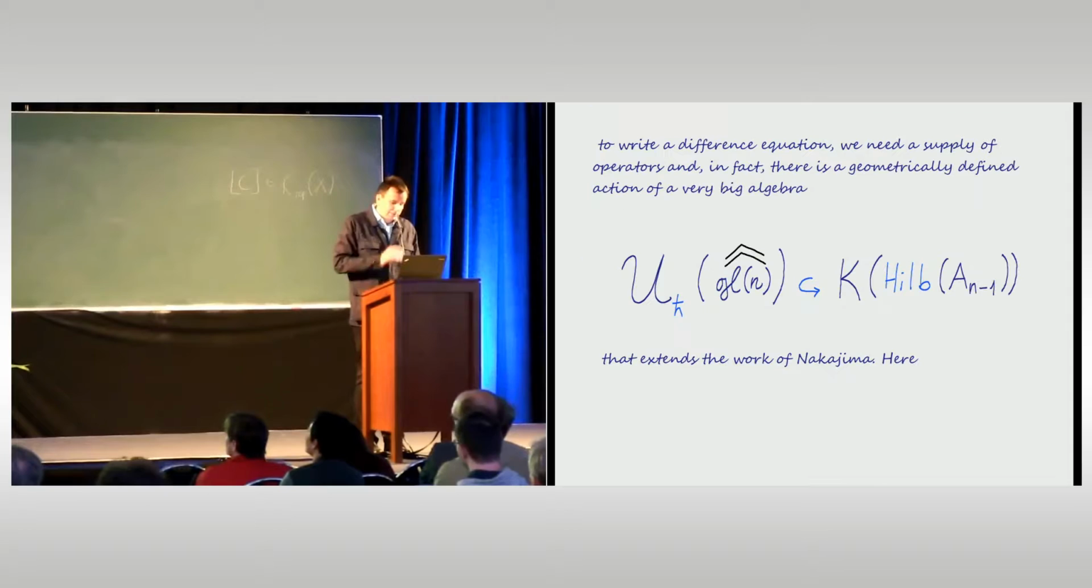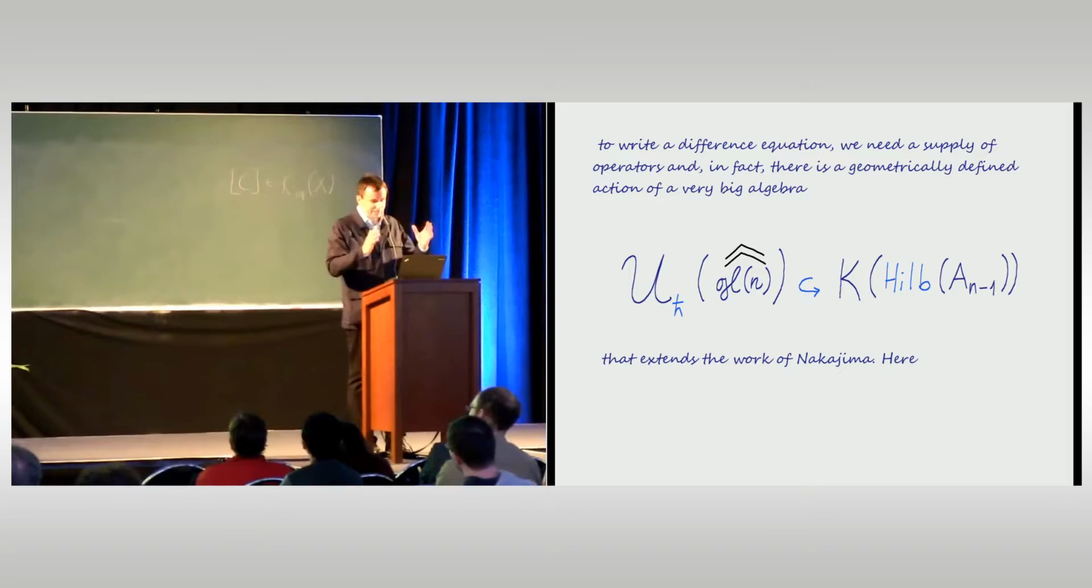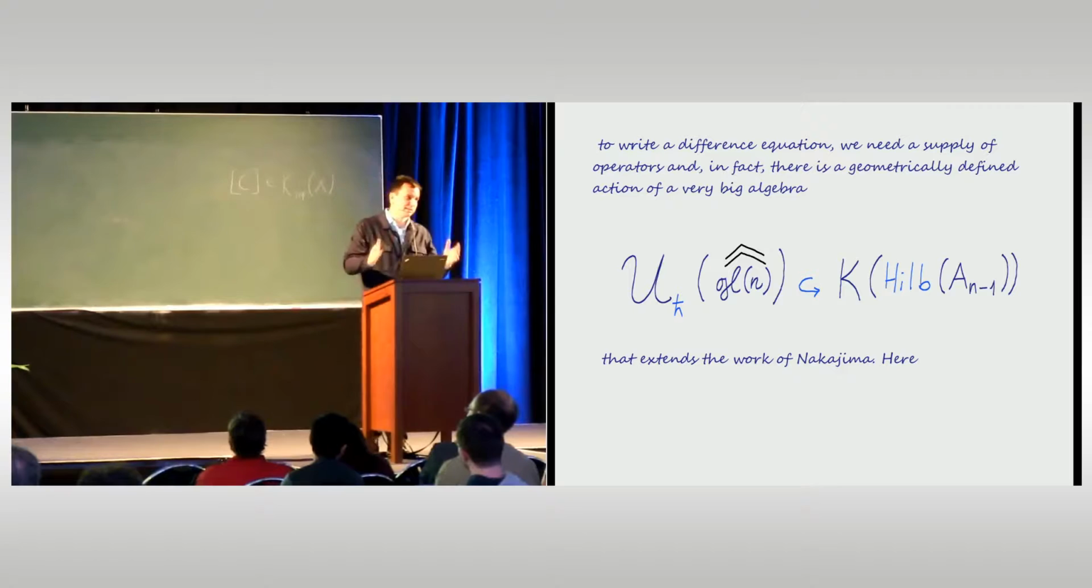And so to write the difference equation, you need... What does it mean, the difference equation? You have a difference equation for a vector in some space. So a difference equation has to be a matrix in that space. It has to be a linear operator in the space. And so how do you write it? Our space is the K theory of the Hilbert scheme of some surface. So how do you write an operator in that space?